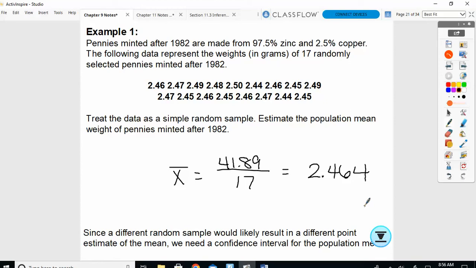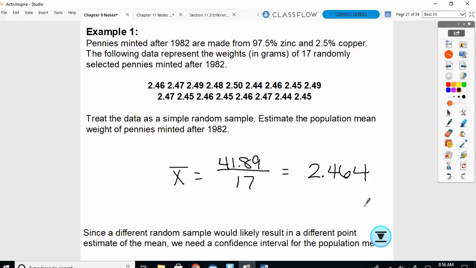If I took a different sample, would I get the same thing again? No. So again, we know this is not the population mean. It's not going to be the same as my next sample mean. So it's an estimate, but it's not perfect. If I want to be better at estimating, I would have to give a range of values. We would need a confidence interval.